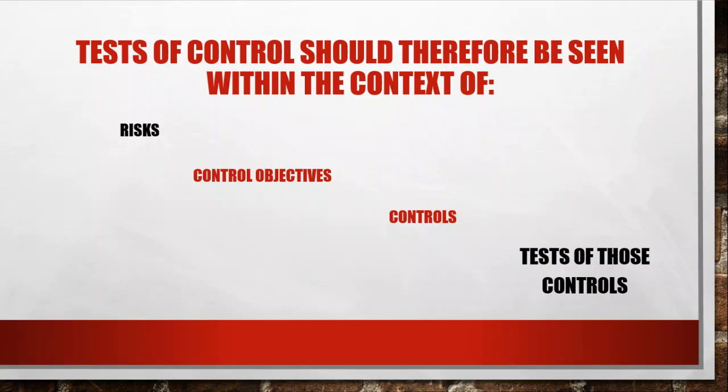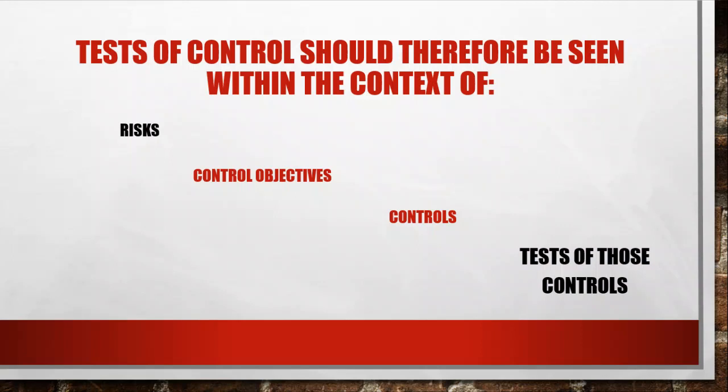After the risk, we will talk about control objectives. Then we'll talk about controls. Then you can test the controls. So let's pick them one by one. Step 1, risk.